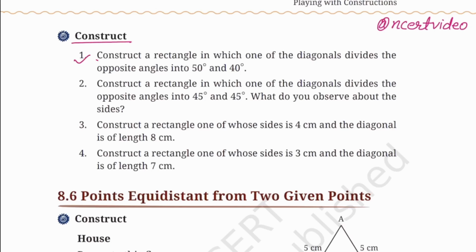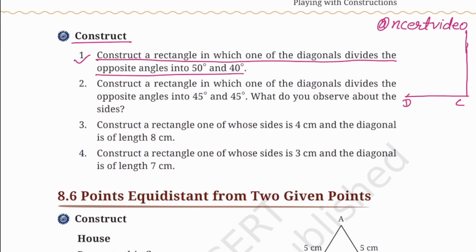Construct 1. Construct a rectangle in which one of the diagonals divides the opposite angles into 50 degrees and 40 degrees. You can draw a line DC like this. You can draw a perpendicular at C like this and an angle of 50 degrees at D like this. This will be point B.